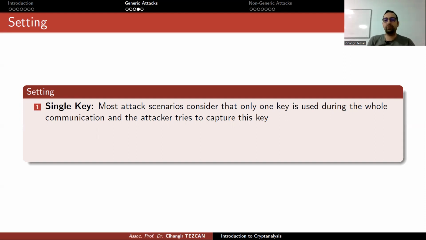So most attack scenarios consider that only one key is used during the whole communication, and the attacker tries to capture this key. But in real life, generally we don't do this, especially if the block size is small. For instance, in IoT devices, we use lightweight algorithms and the block size is small. So we encourage people to update the key from time to time, because if you use the same key for a very long time, this means that you leaked almost every possible ciphertext, right? So for this reason, we suggest they update the key.